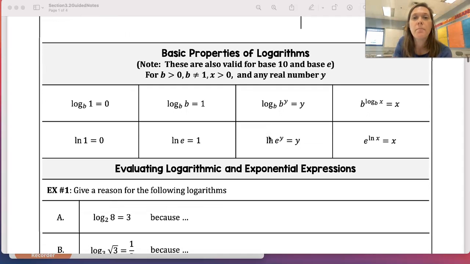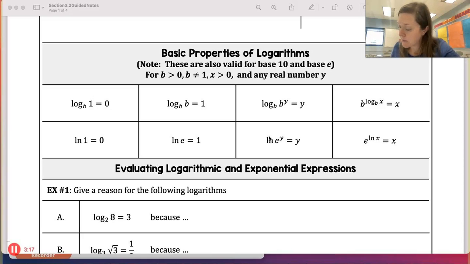Alrighty, so here are your basic properties of logarithms that you should be aware of. Note that these are also valid for base 10s and base e's. So this is going to occur when our b is positive, b cannot equal 1, and our x is greater than 0, and it will work for any real number y. So log base b of 1 is always going to be 0, right? Because anything to the 0 power is 1. Log base b of b will always be 1, because b to the first power is b.